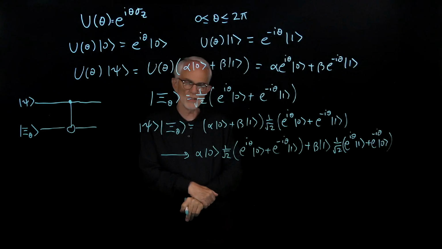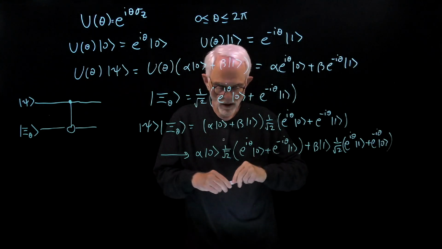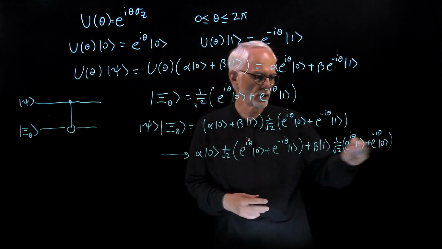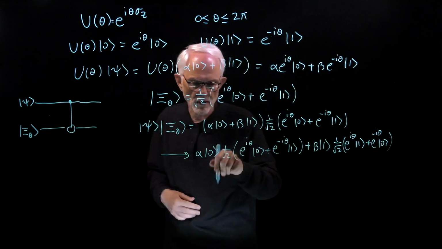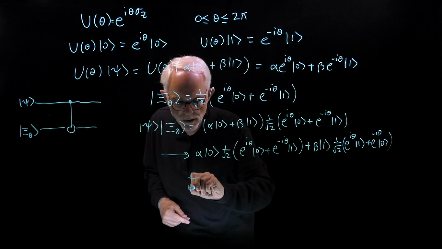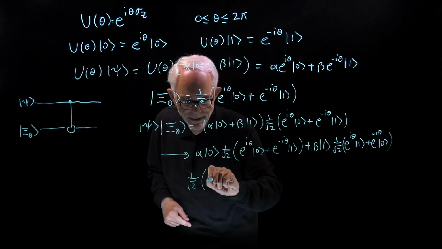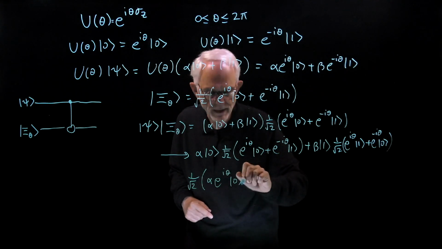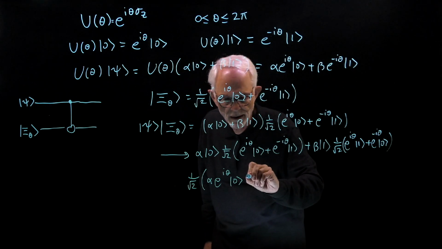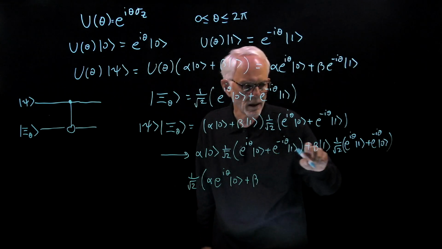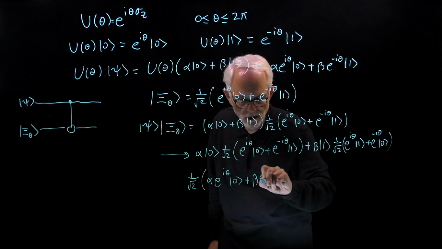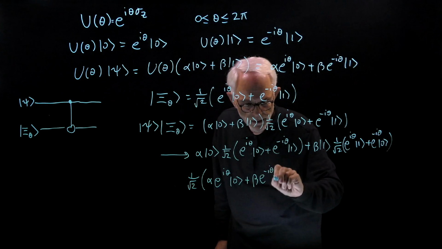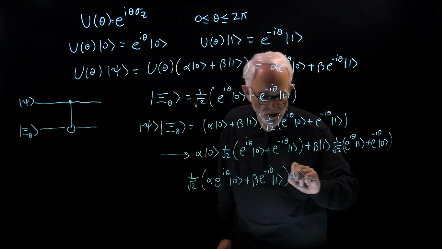Okay, so now let's collect things in a certain way. I want to collect things that have first a 0 in the second place. So I have 1 here, and I have 1 over there. So what happens if I do that? I'm going to pull out the 1 over square root of 2 in front, and then I will have an alpha, and then an e to the i theta 0. And then for the beta, I'm going to have a plus beta, and then the beta gets an e to the minus i theta, and that is multiplying a 1, and then I have a 0 in the second slot.